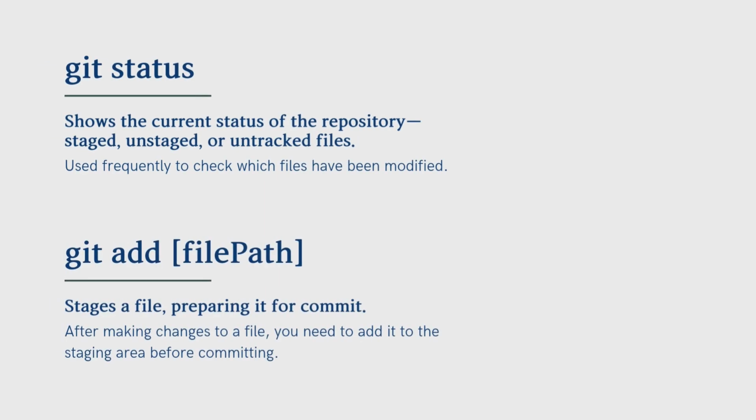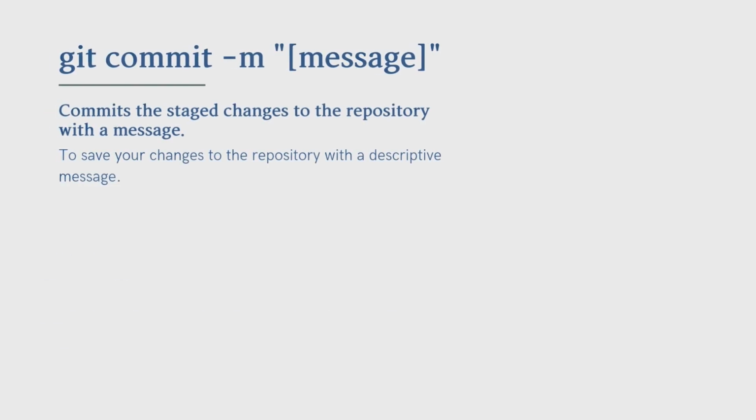Git status. This command basically shows the current status of the repository, like staged, unstaged, or untracked files, and is used frequently to check which files have been modified. Git add. This command basically stages a file, preparing it for commit, and is used to add new changes to the staging area before committing.